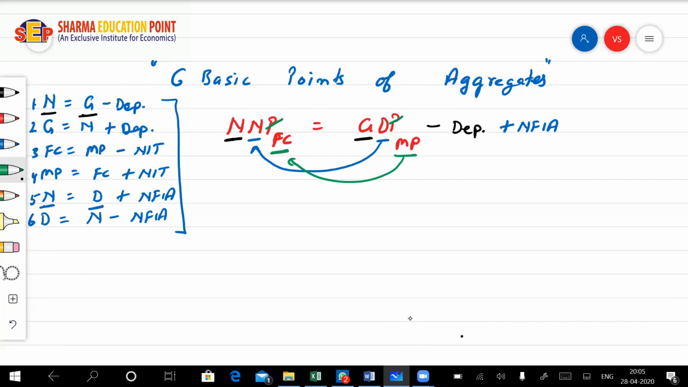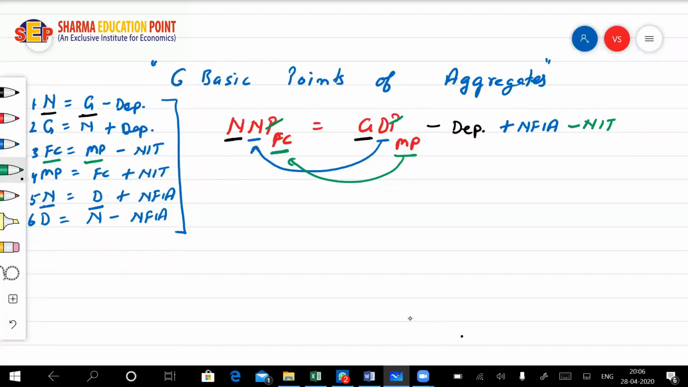So from 1 to 6 you can see clearly that factor cost is on the right hand side and market price is on the left hand side, and I need the same pattern. So FC to MP is minus NIT. So this is the way to convert with the help of the 6 basic points of aggregates.